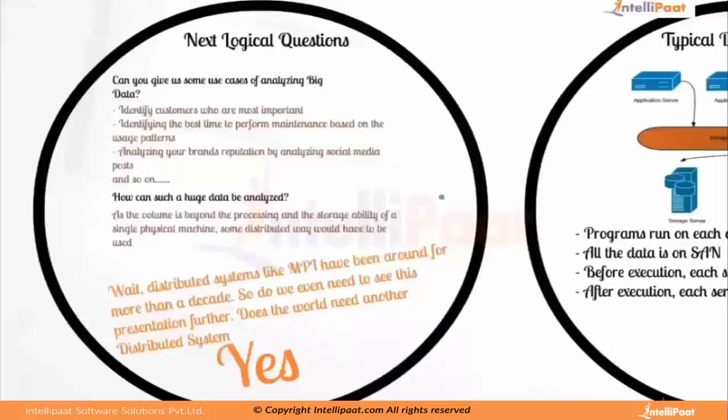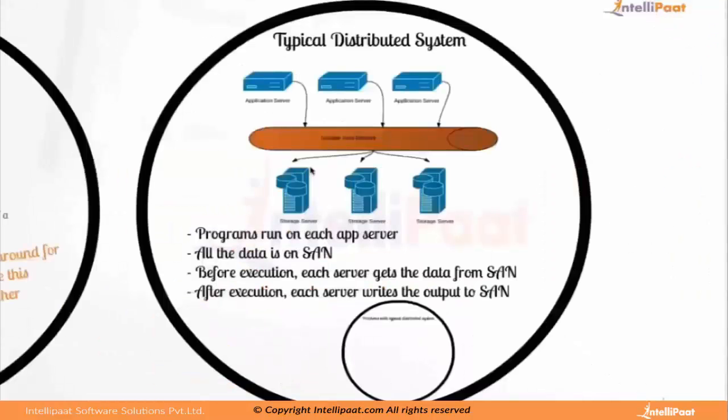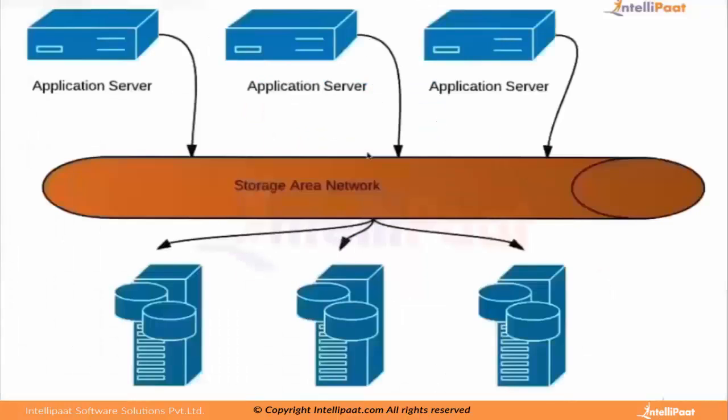So if you really see, you have your application server, you have your storage server. Your data would be stored in a storage area network. So let's say you had 50 terabytes of data that would get stored in a centralized location like a SAN, and then you would have your app servers: app server 1, app server 2, app server 3. These app servers are operating on data which is on SAN. If you have 50 terabytes of data, each server would pick up 1 terabyte of data, process it, write back, process it, write back. That's how it works.